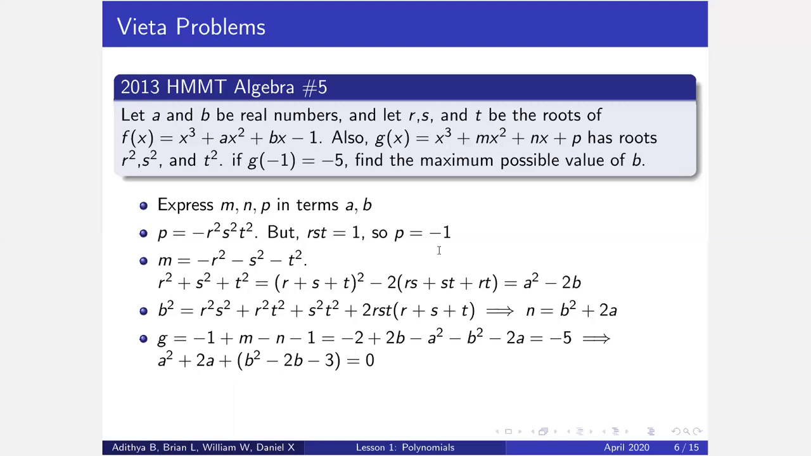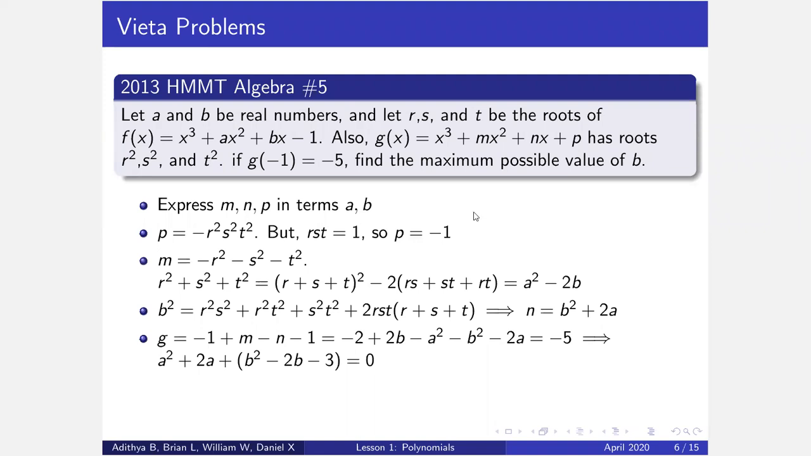So now we have a squared plus 2a plus b squared minus 2b minus 3 is equal to 0. So how do we finish? Just as a reminder, we're trying to find the maximum possible value of b. So why can't b be as large as we want it to be?